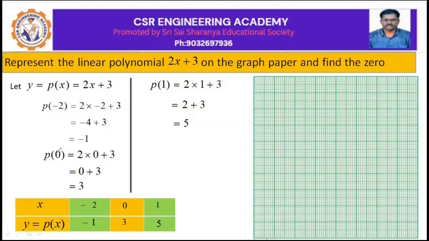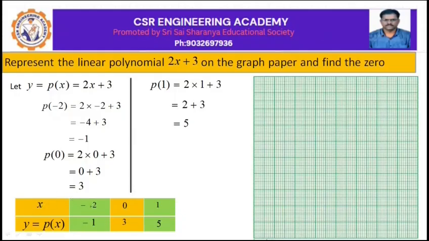At x = 0, the value of the polynomial p(0) = 2 × 0 + 3 = 0 + 3 = 3. At x = 1, the value of the polynomial p(1) = 2 × 1 + 3 = 2 + 3 = 5. Consider the following table for the graph.